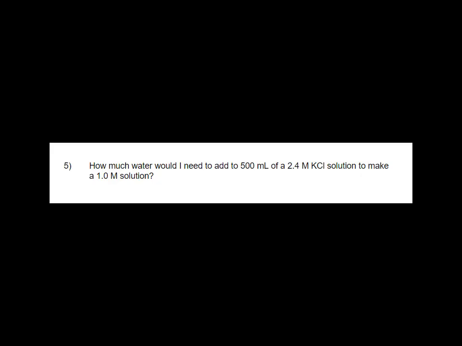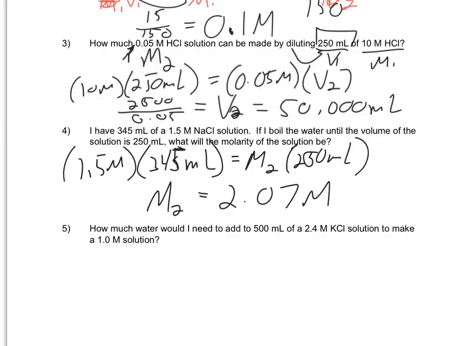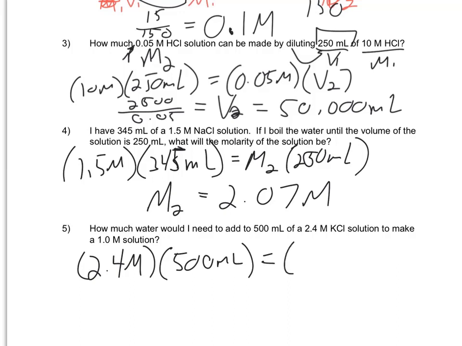So read this one carefully. How much water would I need to add to 500 milliliters of 2.4 molar KCl solution to make a 1 molar solution of KCl? So this is what we're starting with: a 2.4 molar solution, 500 milliliters. And we want to dilute it, make it less concentrated, and end up with a 1 molar solution. And we want to know how much water we need to add to do that.